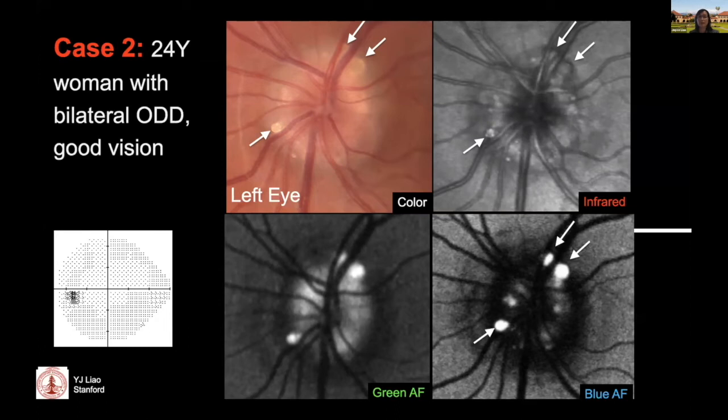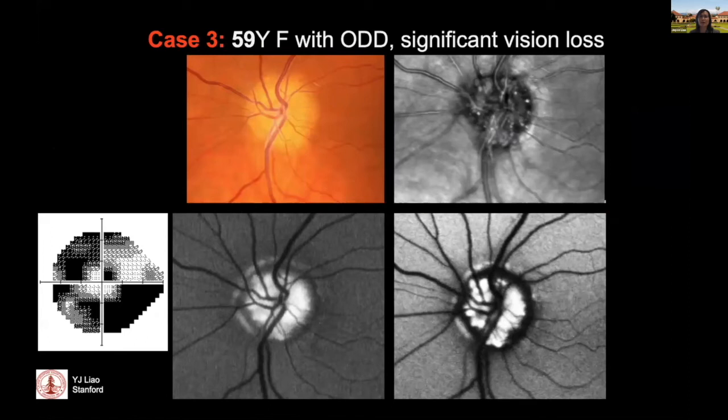And this is a patient who has no visual field loss. This is another patient who has a lot of vision loss, and you can see that the entire optic nerve head is full of autofluorescing drusen.